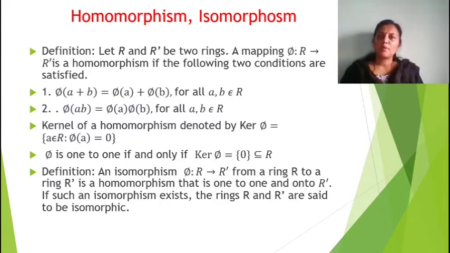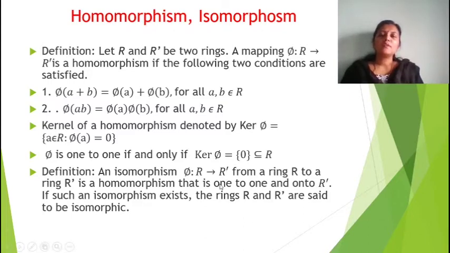Here there are two operations in a ring, so there are two homomorphism properties. Now the kernel of a homomorphism, denoted by kernel of phi, is the set of all A element of R such that phi of A equals 0, that is, the collection of all elements that are mapped to 0. Now phi is said to be 1-1 if and only if kernel of phi is equal to {0}. Only the singleton set 0 is there, then it is called 1-1.